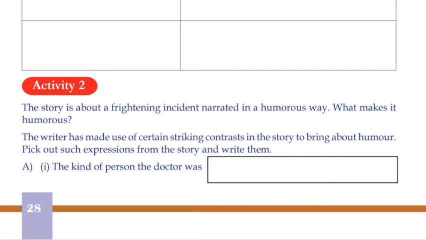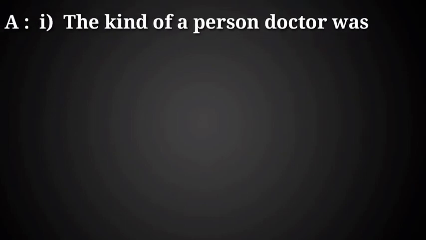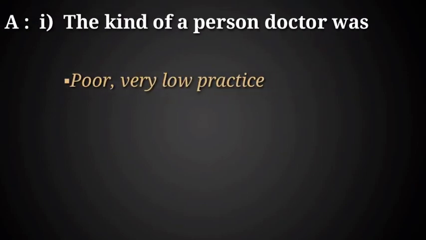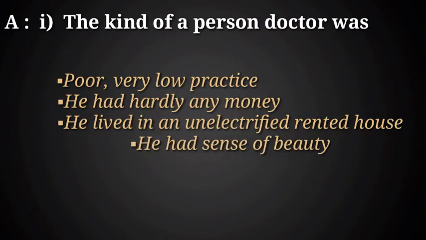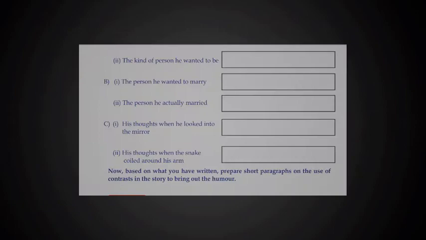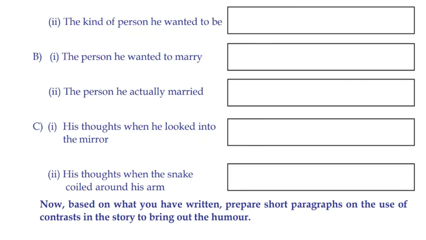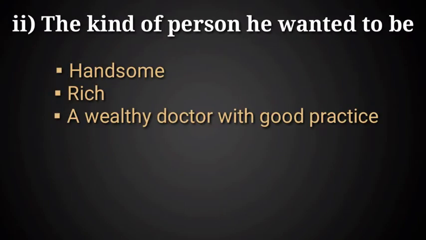Okay, we are moving to the first part, A. The kind of person the doctor was. We know that the doctor was poor, with a very low practice. He had hardly any money. He lived in an unelectrified rented house. He had a sense of beauty. These are the points to fill up that box. We move to the next hint: the kind of person he wanted to be. We know that he wanted to be handsome, rich, a wealthy doctor with a good medical practice. Okay.